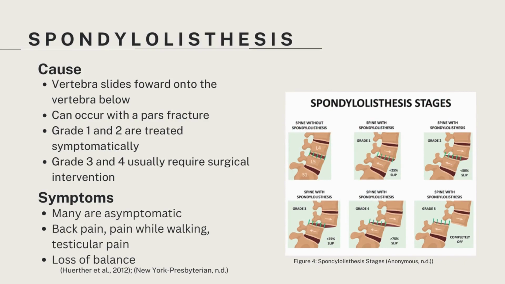Next, we're going to look at spondylolisthesis. This is when a vertebra slides forward onto the vertebra below. It's categorized in grades 1 through 5, with grades 1 and 2 being treated symptomatically, grades 3 and 4 usually requiring surgical intervention, and grade 5, which is a complete slip. Many of these are asymptomatic, but when they do cause symptoms, the patient will experience back pain, pain while walking, in male patients, testicular pain, and with more progressive disease, loss of balance.